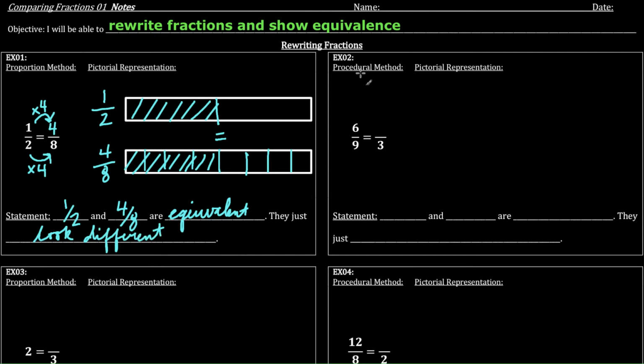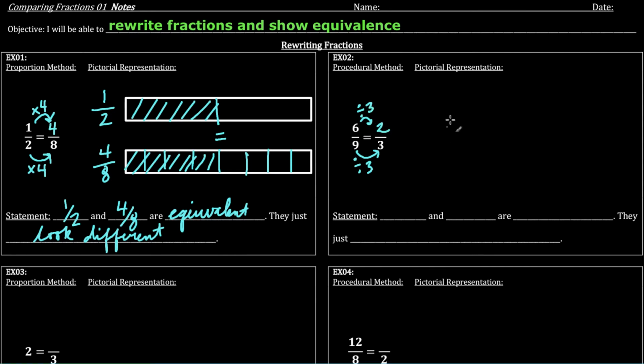So example number 2. 6/9 is how many thirds? In this one, we're making our denominator smaller. So one way you can do that is by dividing. So 9 divided by 3, and 6 divided by 3. Remember, we have to divide both the denominator and the numerator by the same number.